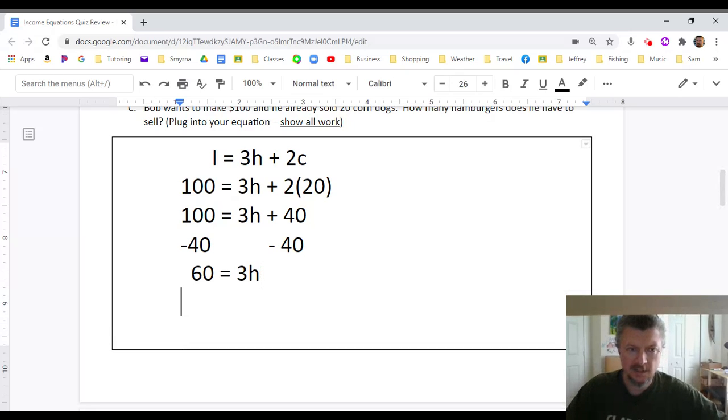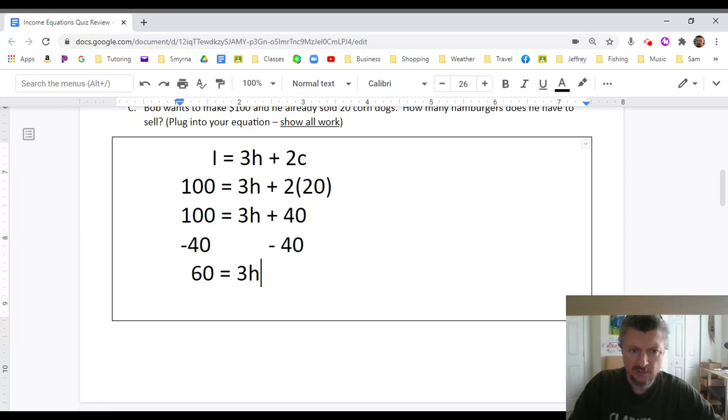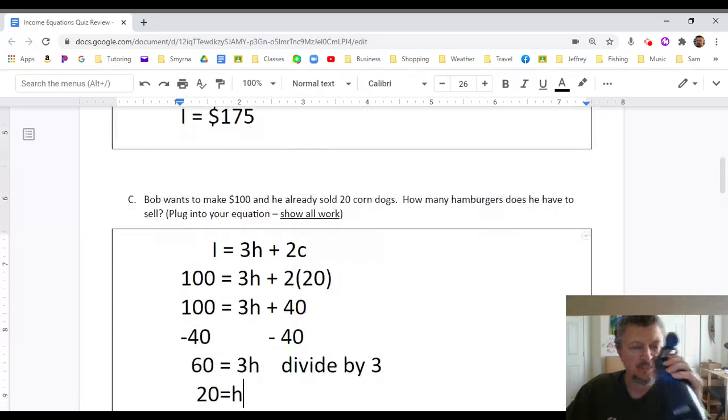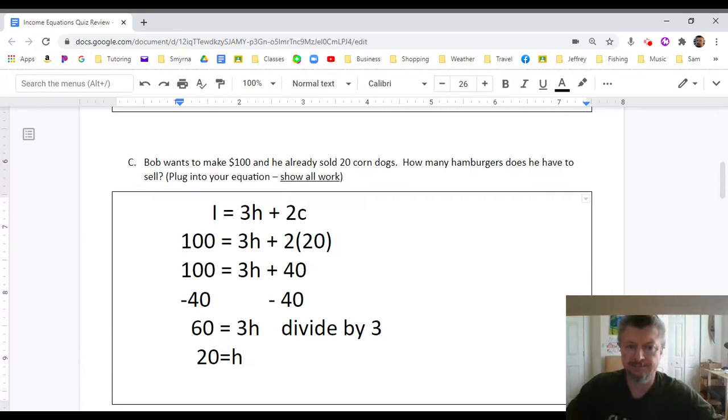Okay, so the next thing is he still needs to make $60 selling hamburgers. So it's $3 a hamburger. That's 3 times each. We're going to divide by 3. I'll write this down over here so you see what's happening. Okay, 60 divided by 3 is 20. And 3h over 3, the 3's go away. They cancel, so you just have h. There you go. That's number one.